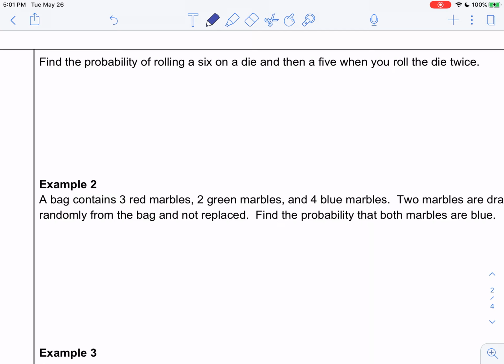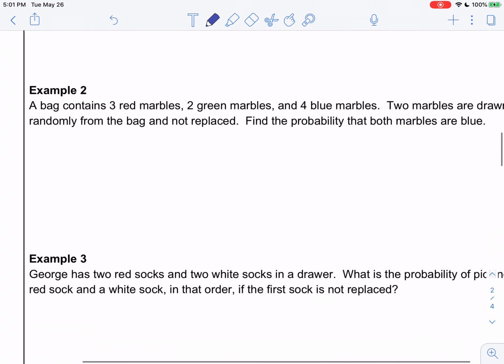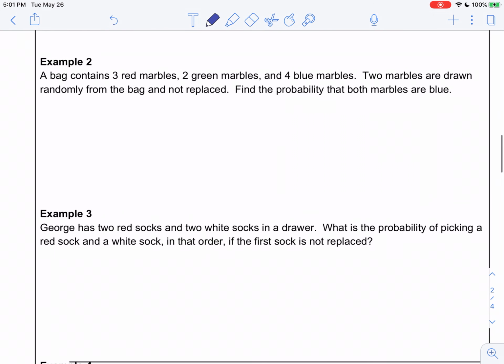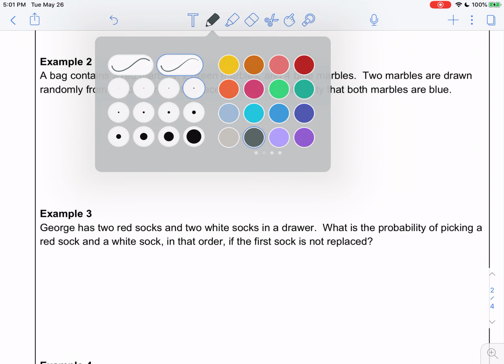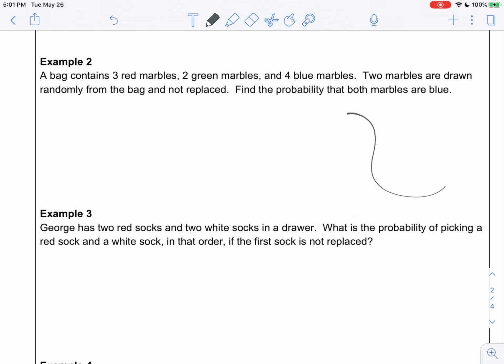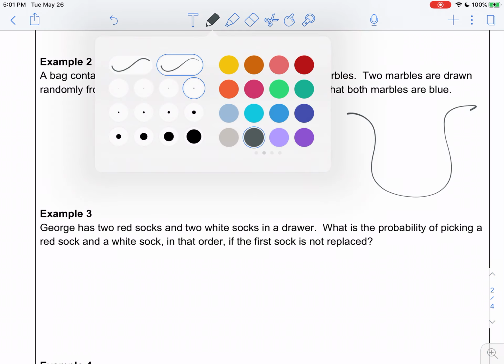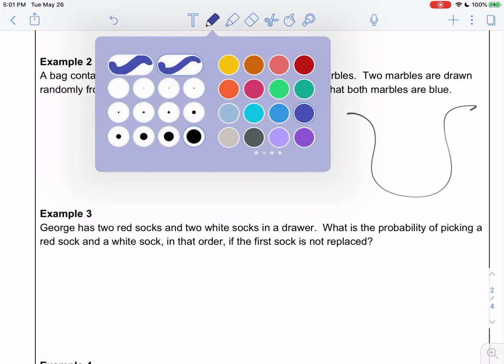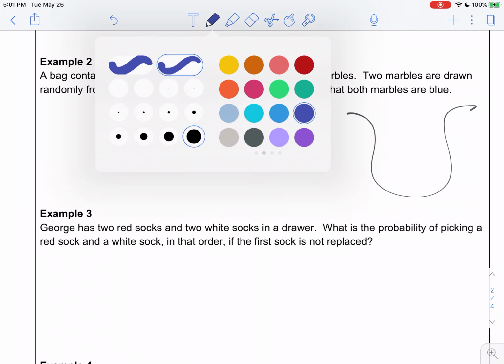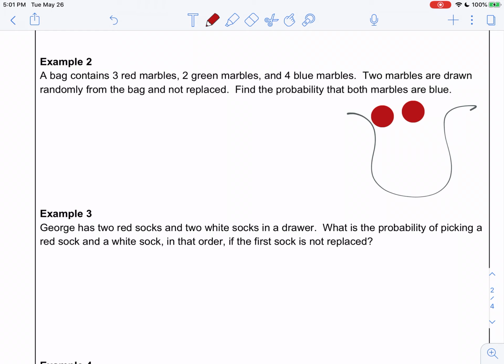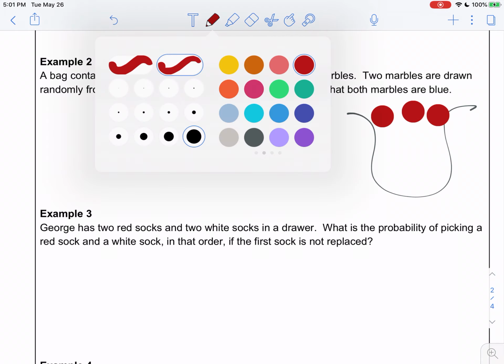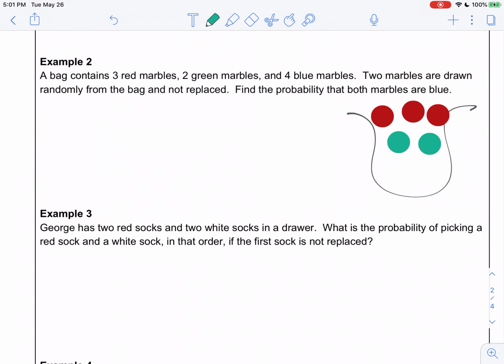Okay, example 1, we just did that in the previous section, so we'll move on ahead. Example number 2 is talking about a bag of marbles. All right, so let's get some marbles cooking here. We have 3 red marbles. We have 2 green marbles, and we have 4 blue ones. 1, 2, 3, 4, all hanging out in the bag.